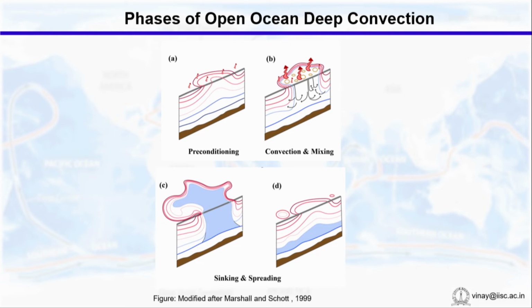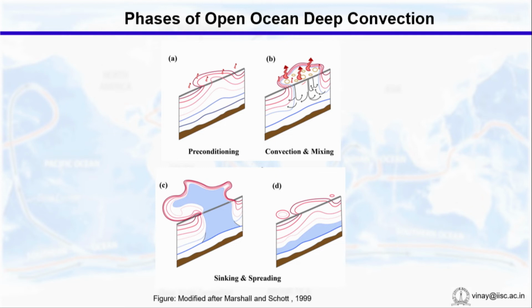The next process is heat loss to the atmosphere. The water here is ready to be cooled and attain density higher than its surroundings and to sink into the deep ocean. Thus, in phase 2, there is intense heat loss happening and the parcel becomes heavier and begins to sink.